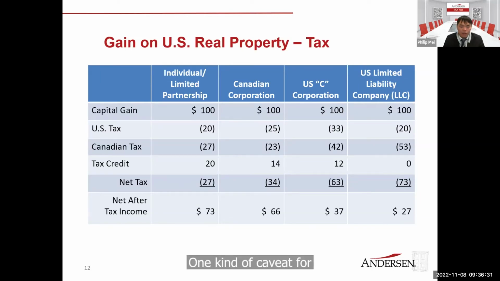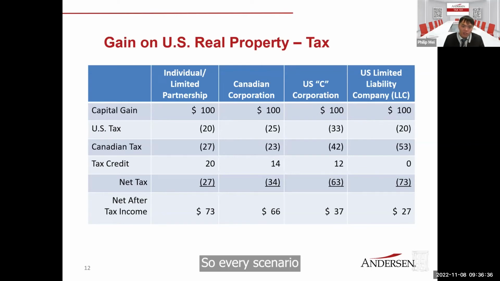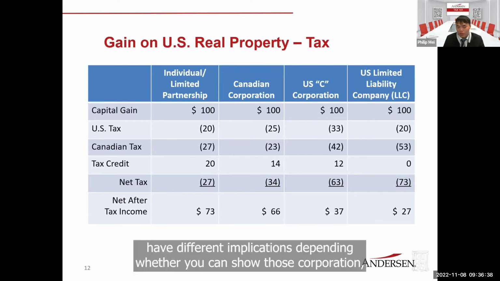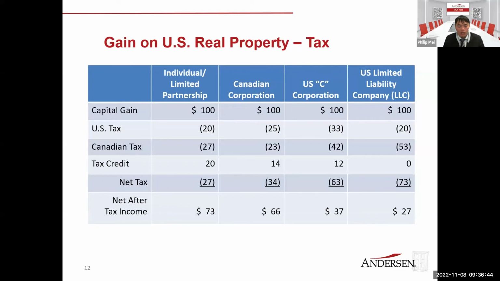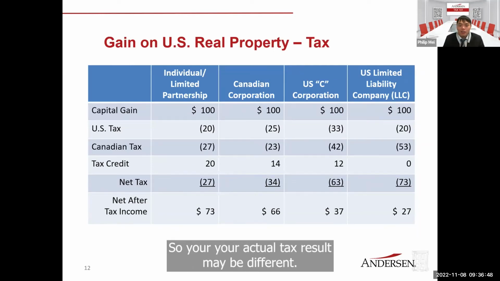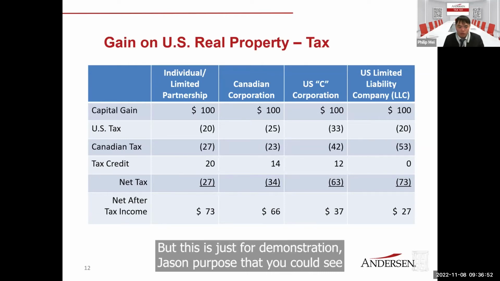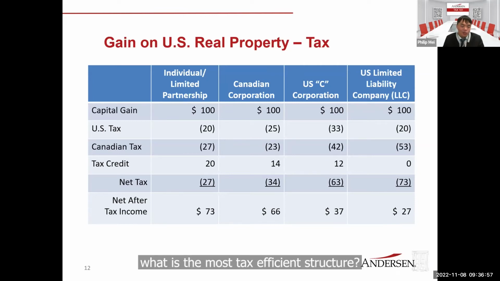One caveat for this summary is that we are only covering certain scenarios. Every scenario has different implications depending on whether you control those corporations, or whether there is a corporate entity being the holding company of those entities. So your actual tax result may be different, but this is just for demonstration purposes, so that you can see which is the most tax efficient structure and which one is the worst.